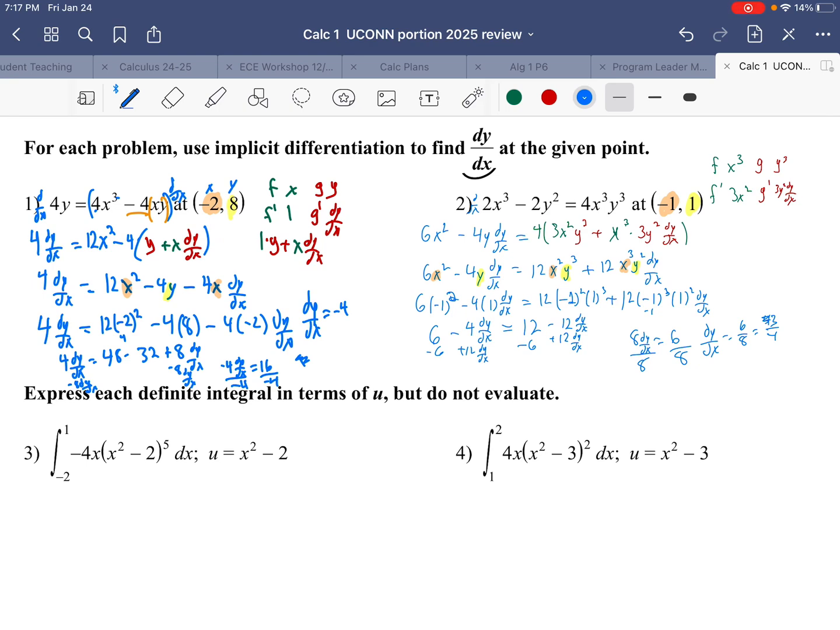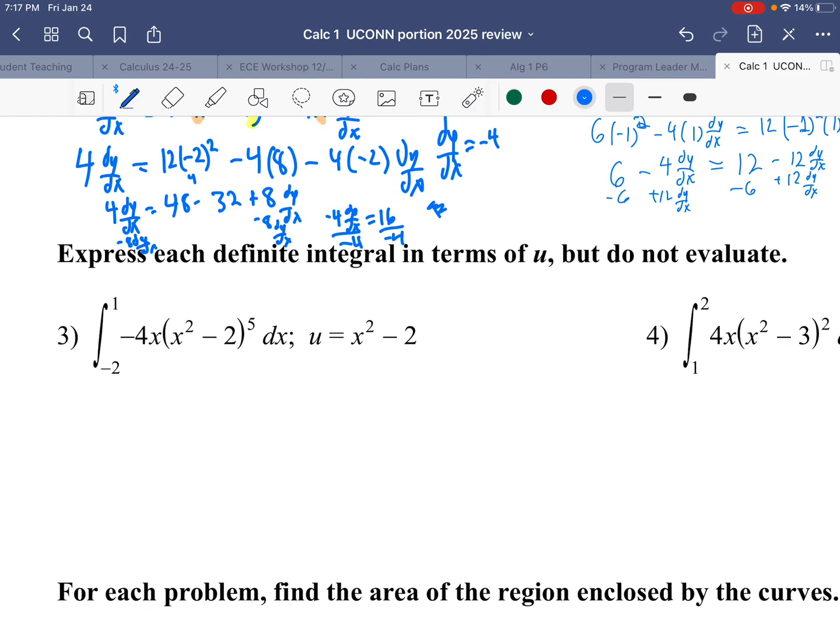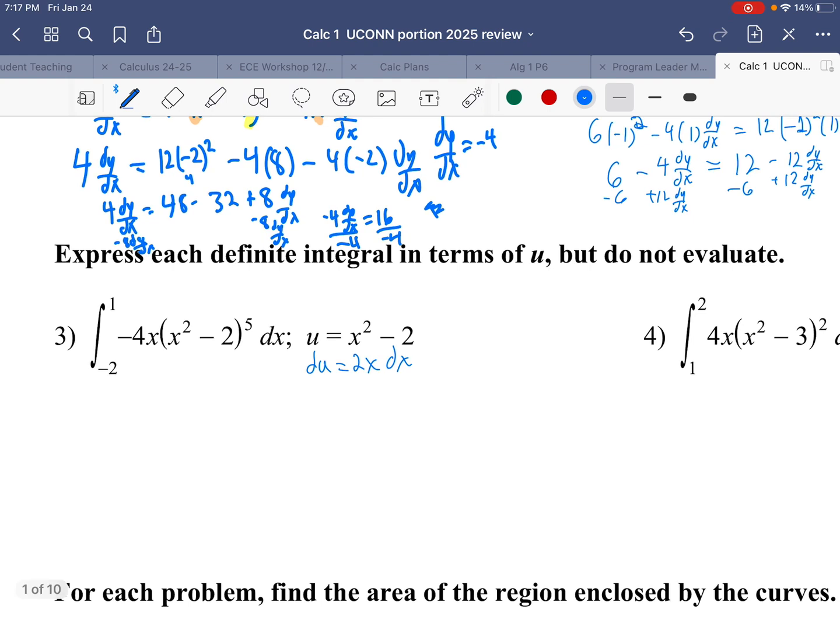All right, I'm going to do 3 and 4, and then I'll probably pause this video here and work on the next couple. I goofed. I didn't want to give you guys the u substitution on this, but it does tell us what u is. So if u is x squared minus 2, du is equal to 2x dx. Now, I'm not looking for 2x dx. I want negative 4x dx. So I would multiply both sides by negative 2 to get negative 2 du is equal to negative 4x dx.